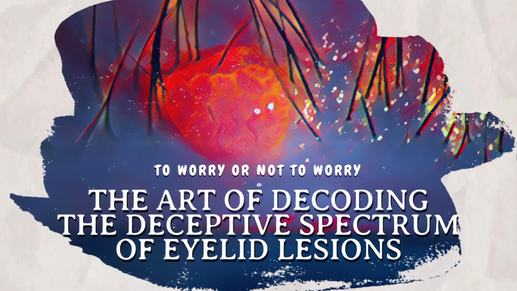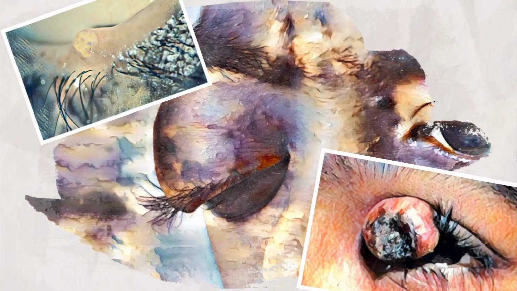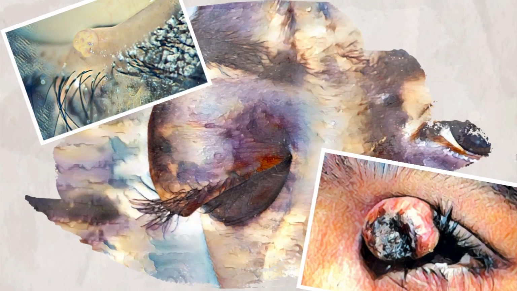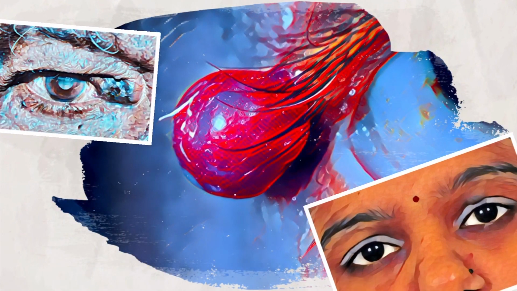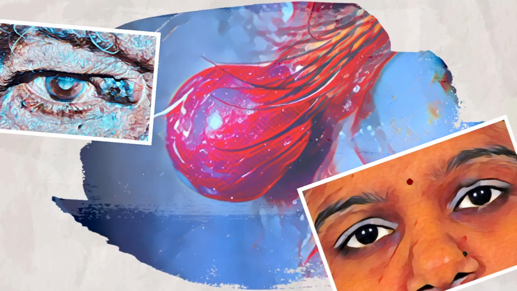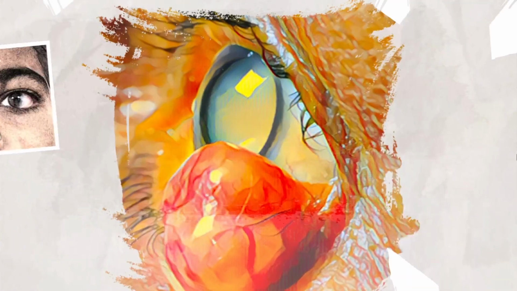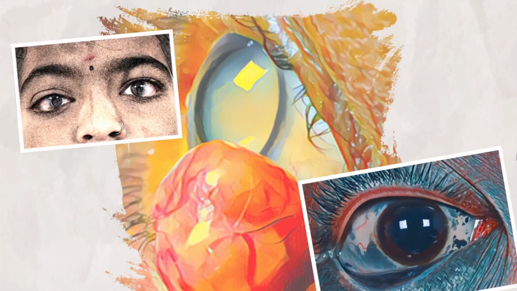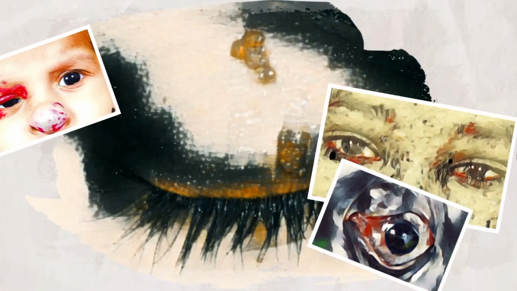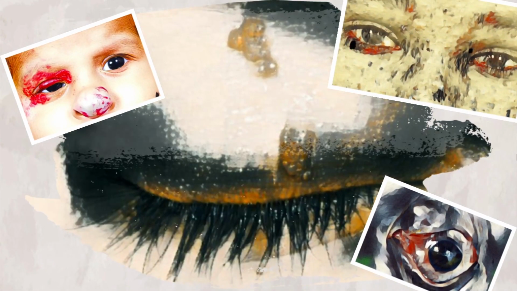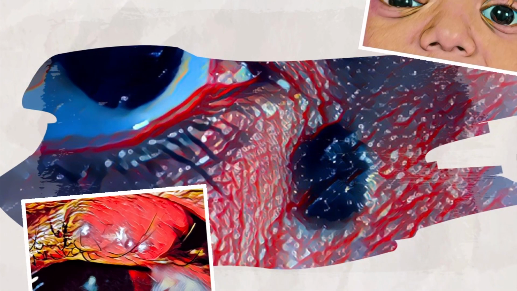The art of decoding the deceptive spectrum of eyelid lesions is a useful asset. Vincent van Gogh truly said, "The great artist is the simplifier," and here is our attempt to simplify the complex and diverse spectrum of eyelid tumors by emphasizing whether to worry or not to worry about the lesions ranging from innocuous benign to alarming malignant ones.